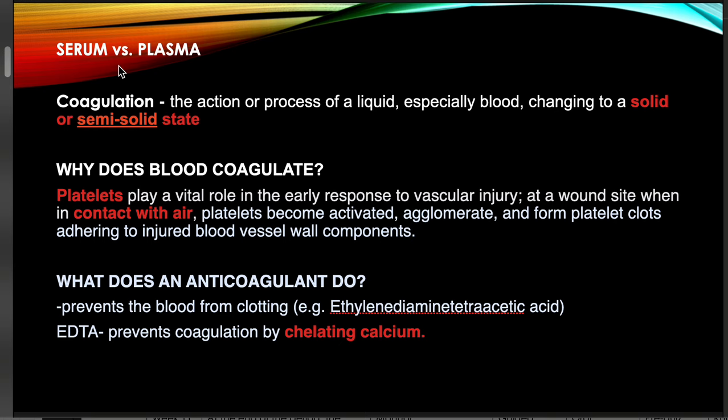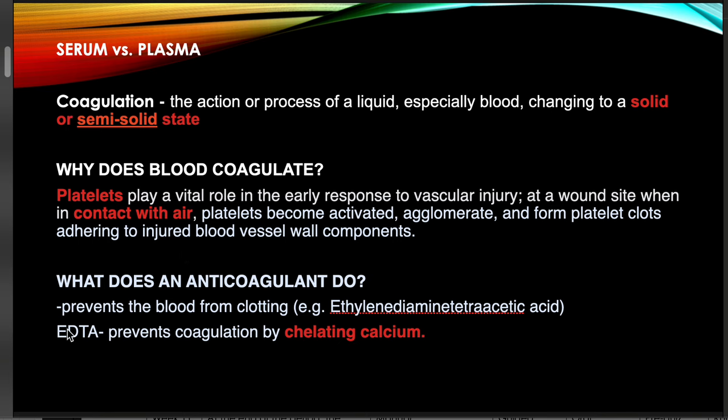So, why does your blood coagulate? The main reason is your platelets. Platelets play a vital role in the early response to vascular injury. At a wound site, when in contact with air, platelets become activated, agglomerate, and form platelet clots adhering to injured blood vessel wall components. So what does the anticoagulant do? It is the opposite, it does not let the blood coagulate. Anticoagulants prevent the blood from clotting.